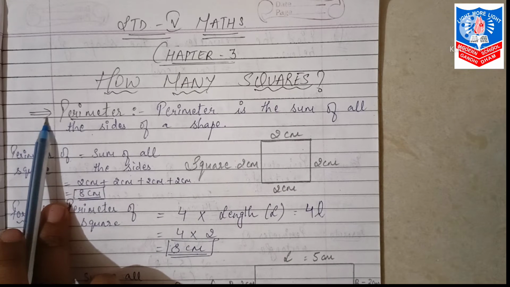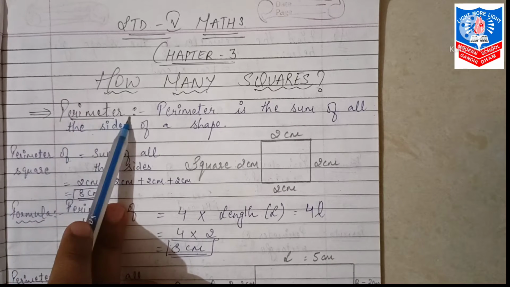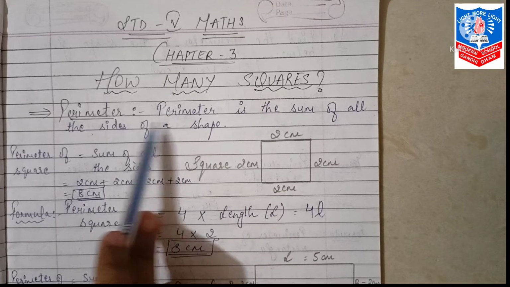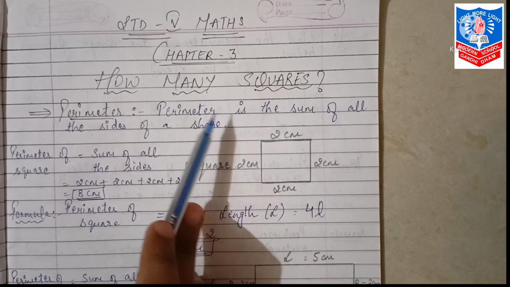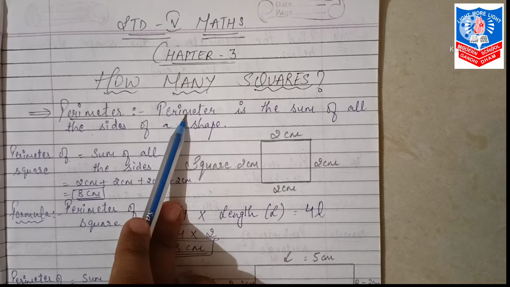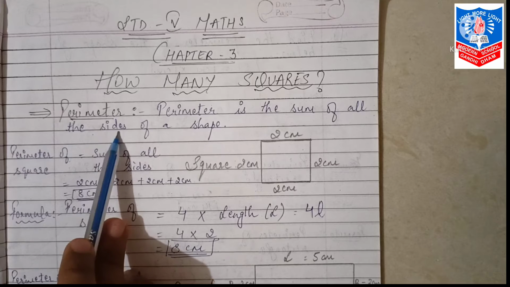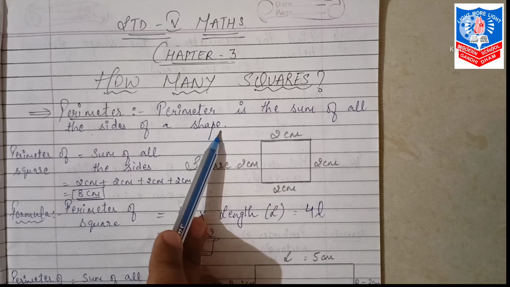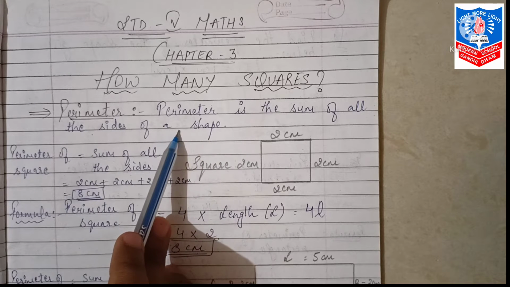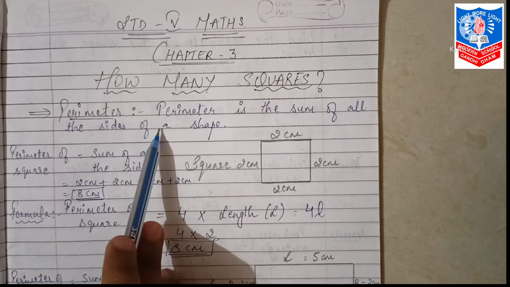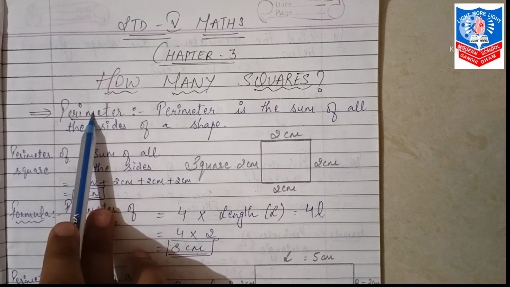First of all, what do you mean by perimeter? Perimeter is the sum of all the sides of a shape. What do you mean by perimeter? We are repeating again. Perimeter is the sum of all the sides of a shape. That means, whatever the shape is, the sum, that means the total of all the sides, is known as perimeter.